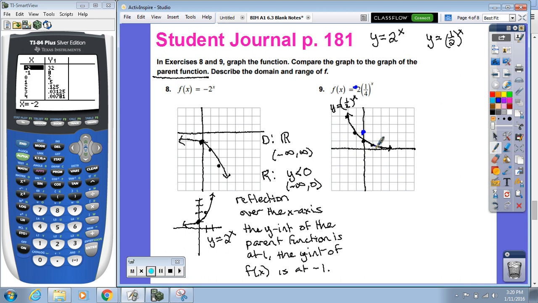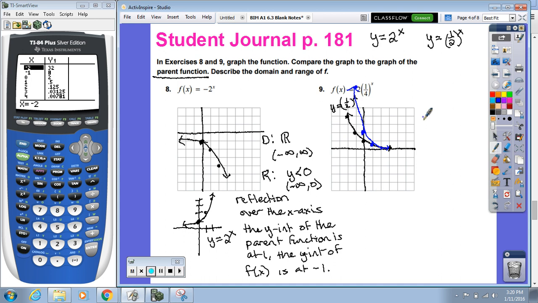1 is at 1/2, so that point's the same. 2 is at 0.125, so getting super low. So this one is going to drop really fast, very steeply, but still approach 0. So now on this one, if we want to compare this, we look at the graphs. They're both going down.